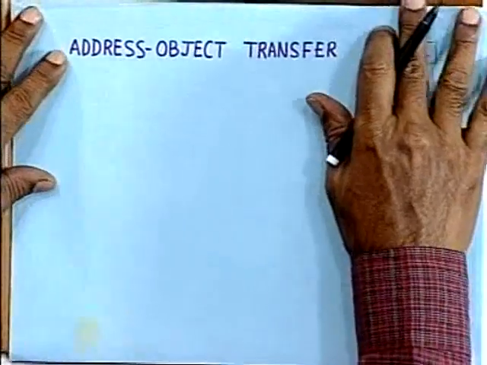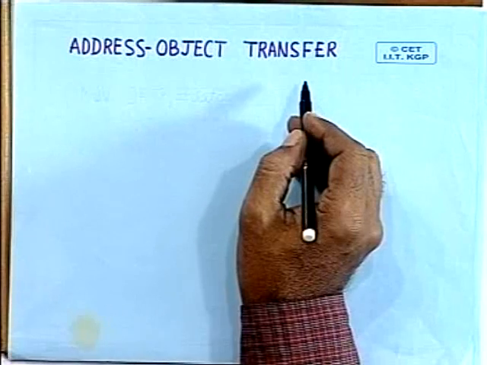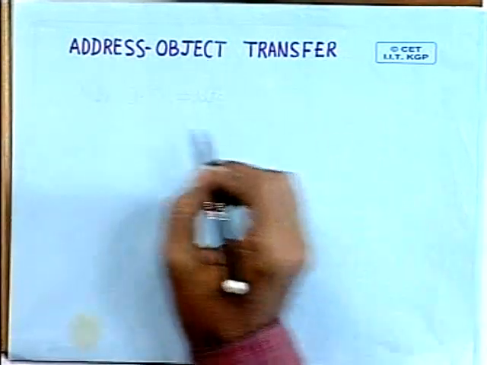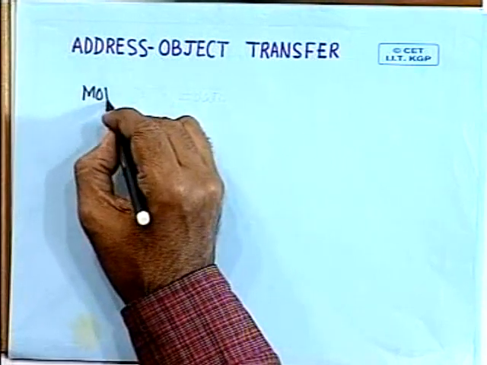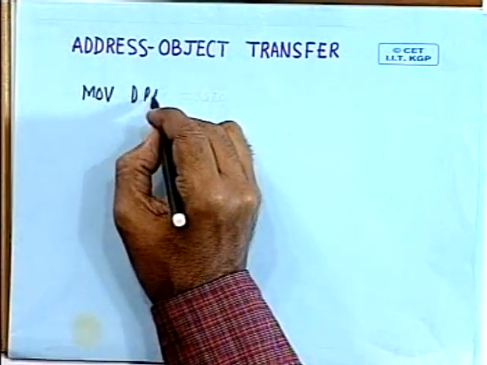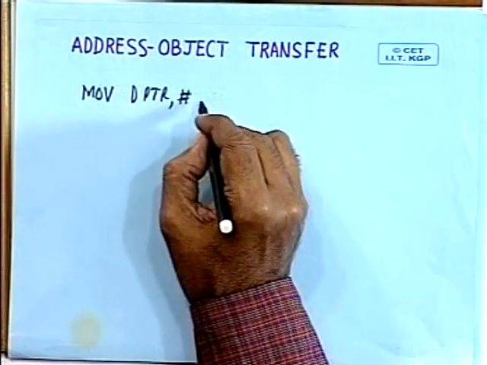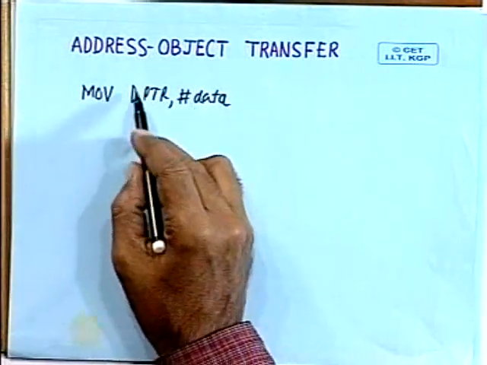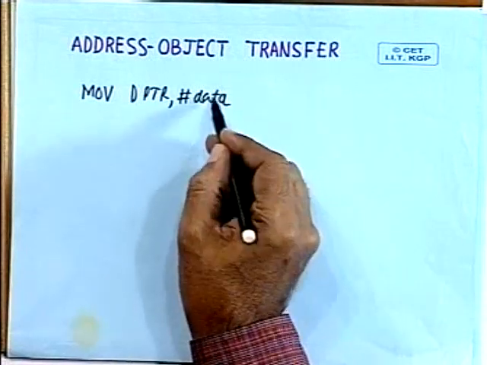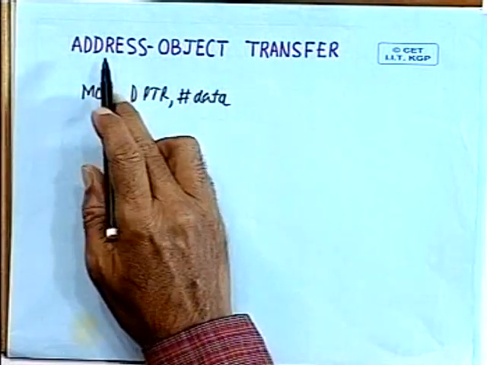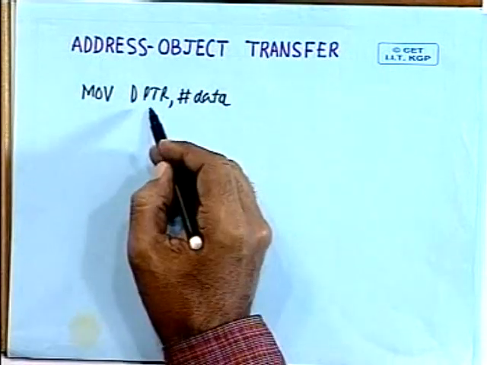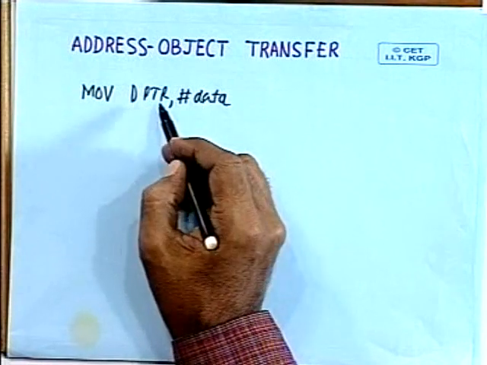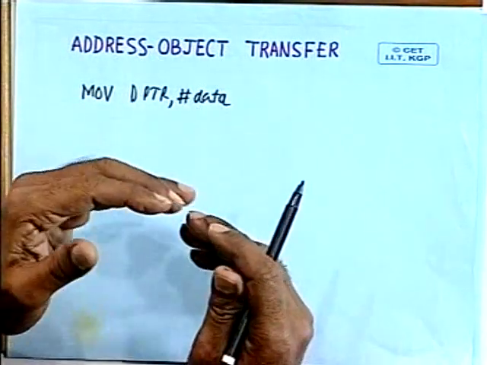The last type of data transfer instruction that we shall discuss today is the address object transfer. In this case, you have only one instruction, and the data pointer can be loaded with some immediate 16-bit data, which is 2 data bytes. So the data pointer can be initialized with some value by using this instruction. That's why it is called address object transfer. So you are transferring the object to the data pointer, and subsequently the data pointer can be used as an index register for different types of data transfer.